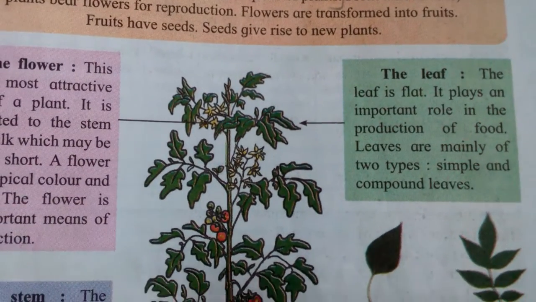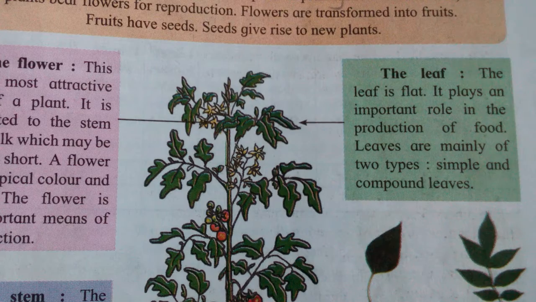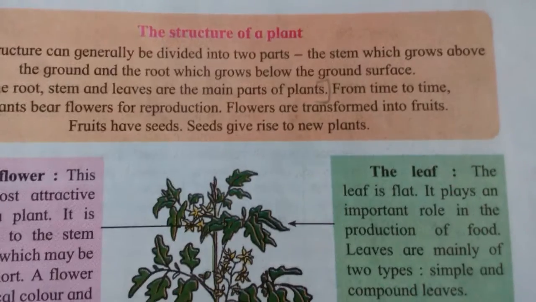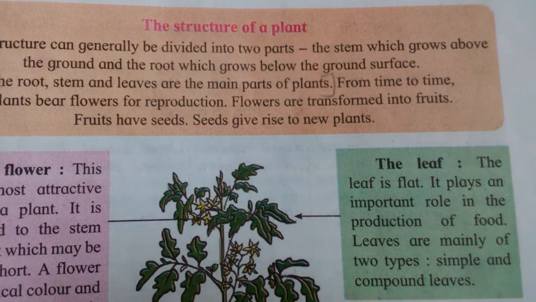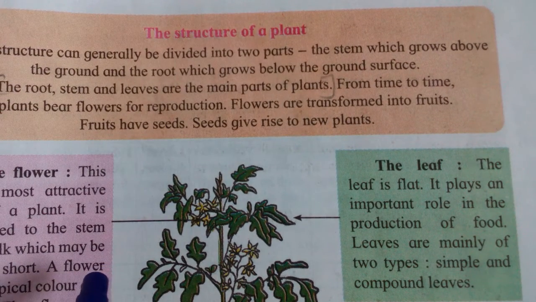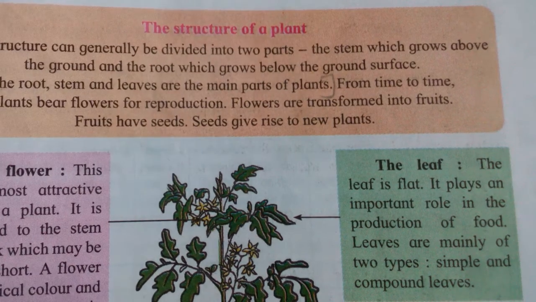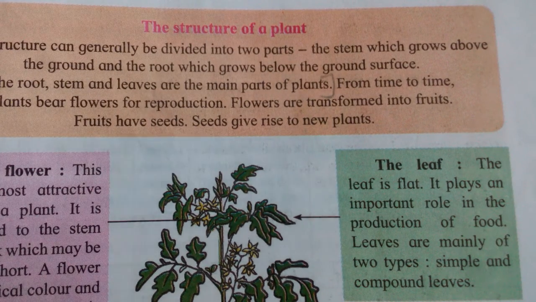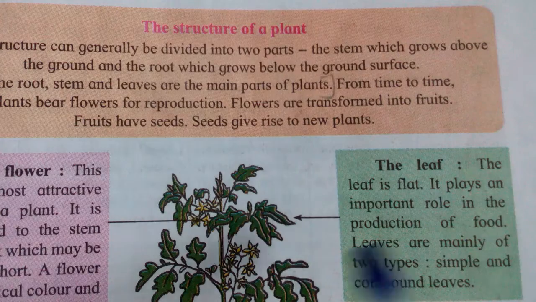Then tell me, what are the main parts of the plant? Five main parts: root, stem, leaf, then flower and fruit. These are the main parts of the plant. Correct. And we know very well that the roots grow from the radicle of the seed and the stem grows from the plumule of the seed.